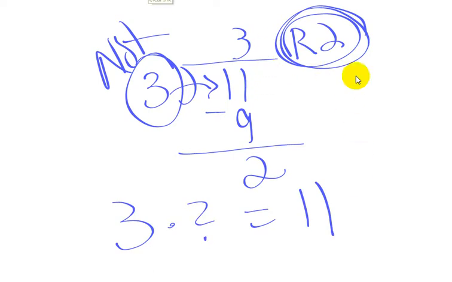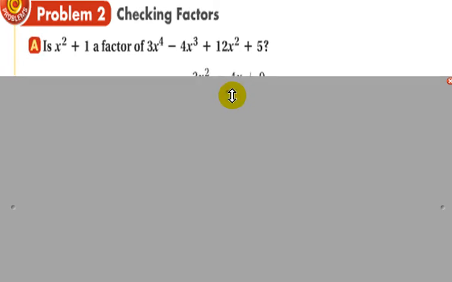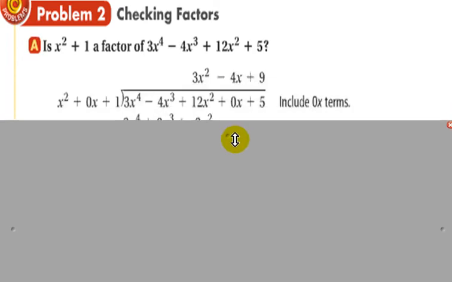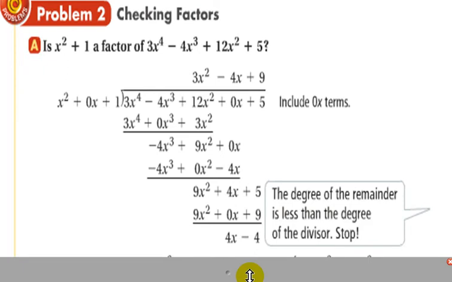So we say that that's not a factor. So this is the same thought process. If you end up with a remainder of 0, then x squared plus 1 is a factor. So let's see if we end up with a remainder of 0. Again, we're going to use long division, and I'm not going to go through this for time's sake, but when you do your long division, you end up with a remainder.